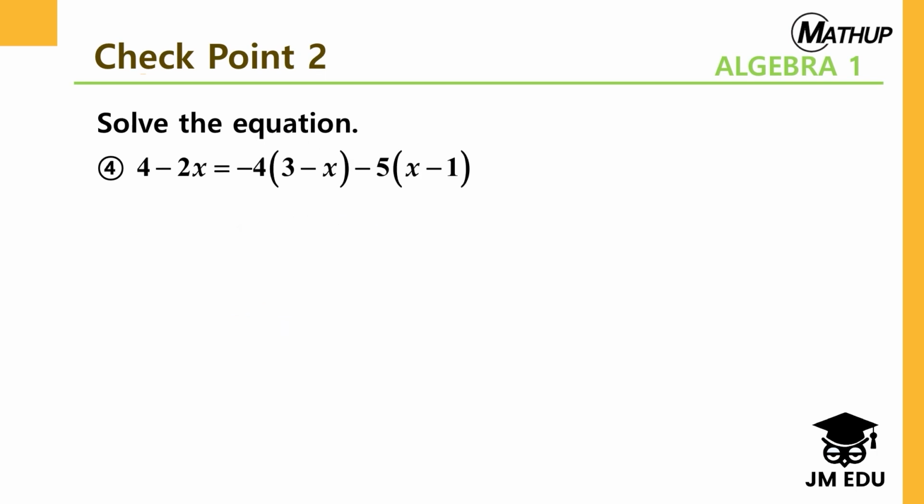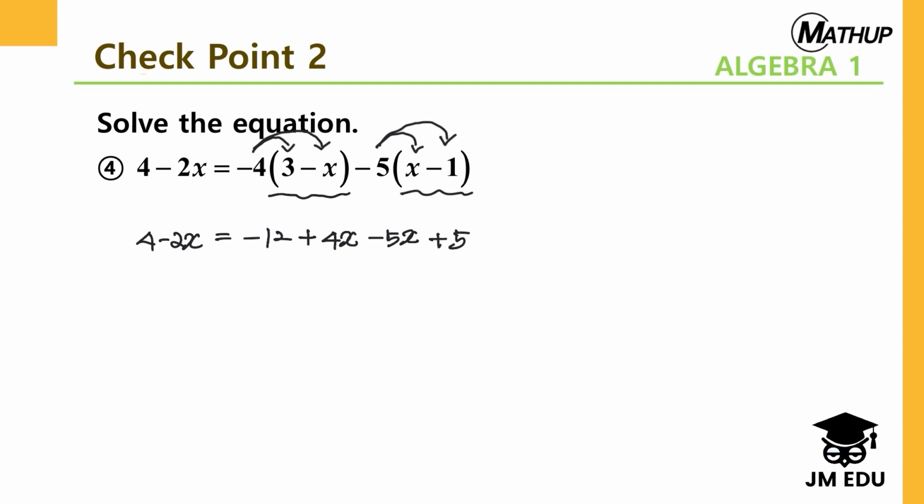Number 4, we have a parenthesis again. So we're going to have to eliminate this parenthesis first. So 4 minus 2x is equal to negative 4 times 3, that's negative 12. Negative 4 times minus x, that's positive, plus 4x. Minus 5 times x, that's minus 5x. Minus 5 times minus 1, that's plus 5.